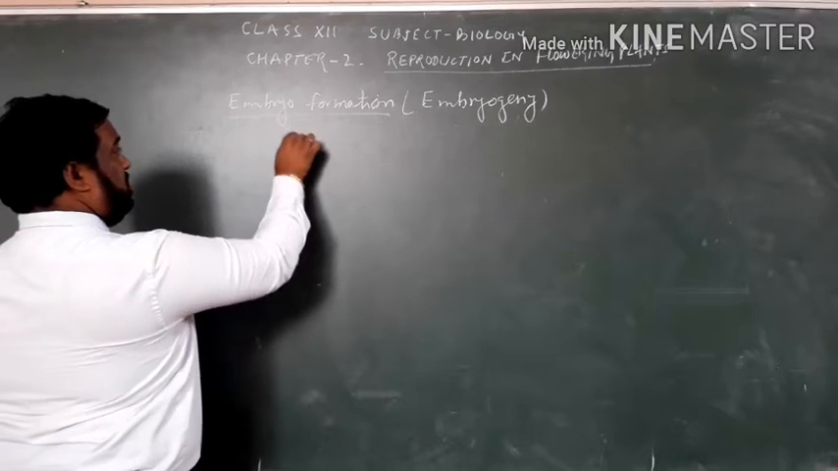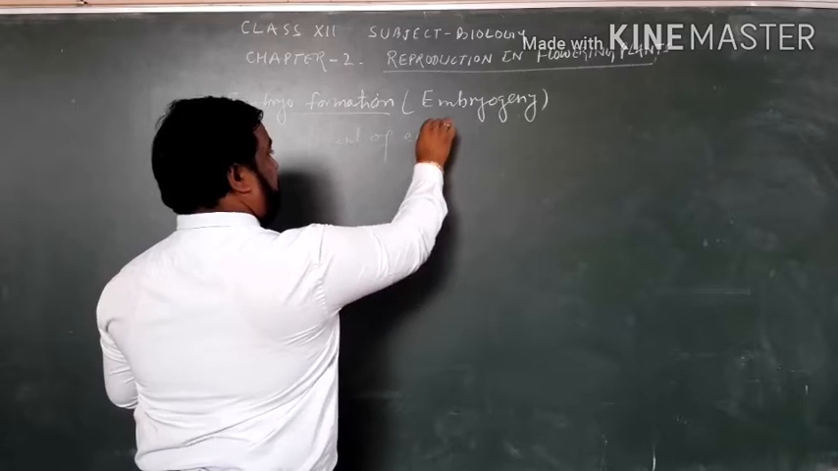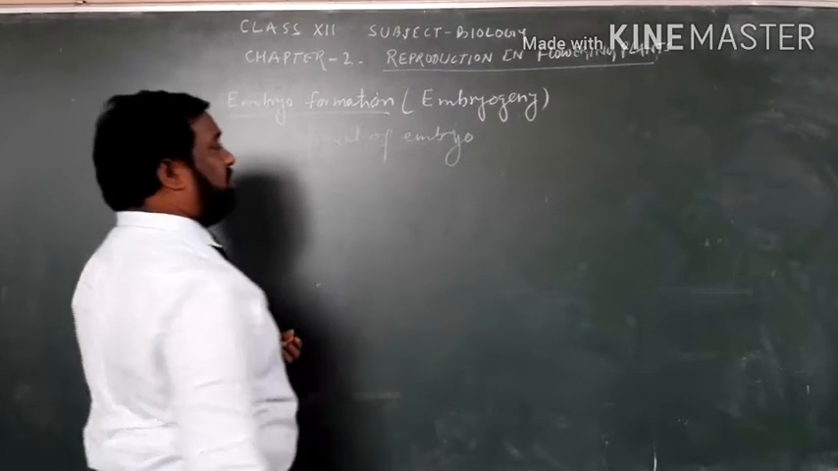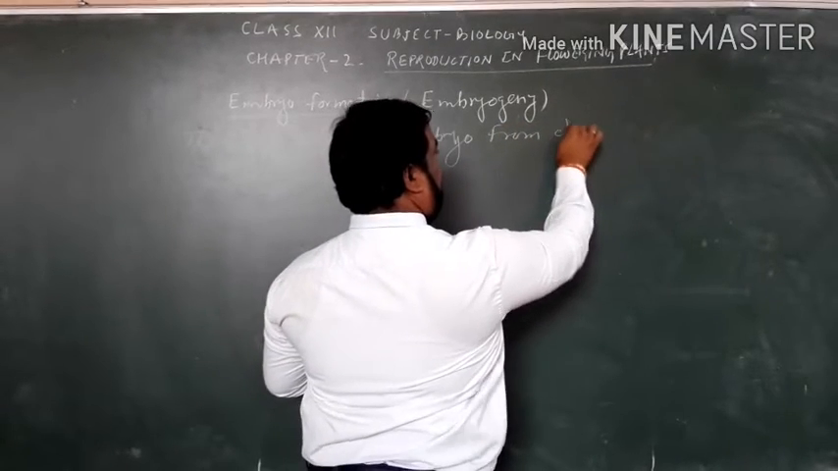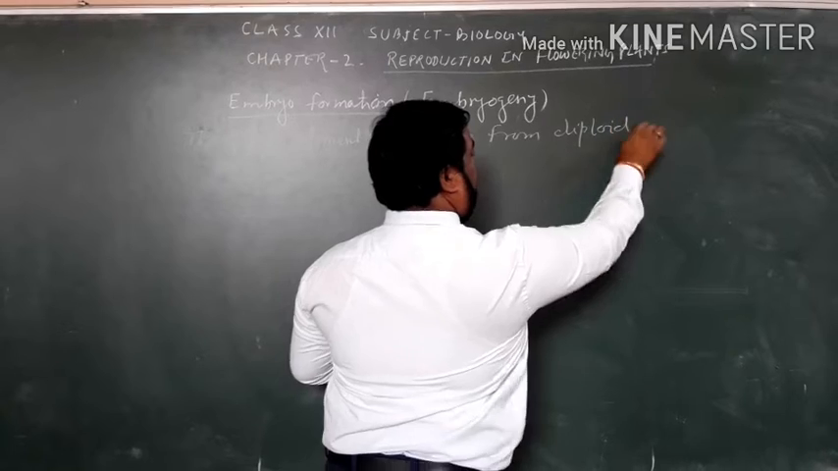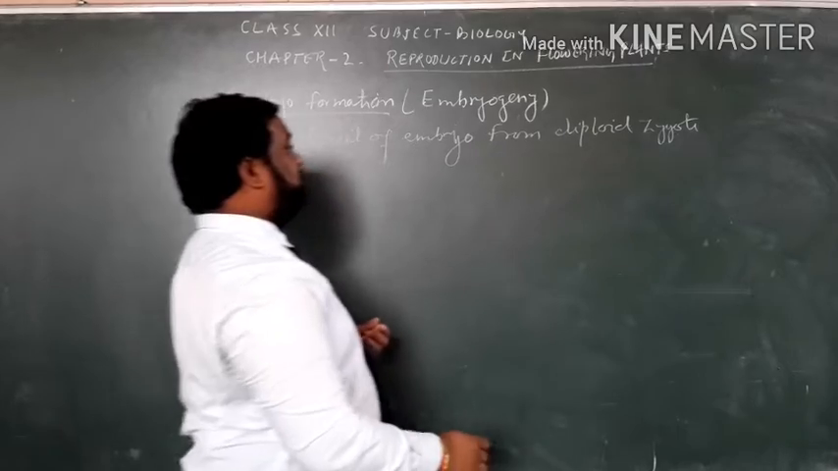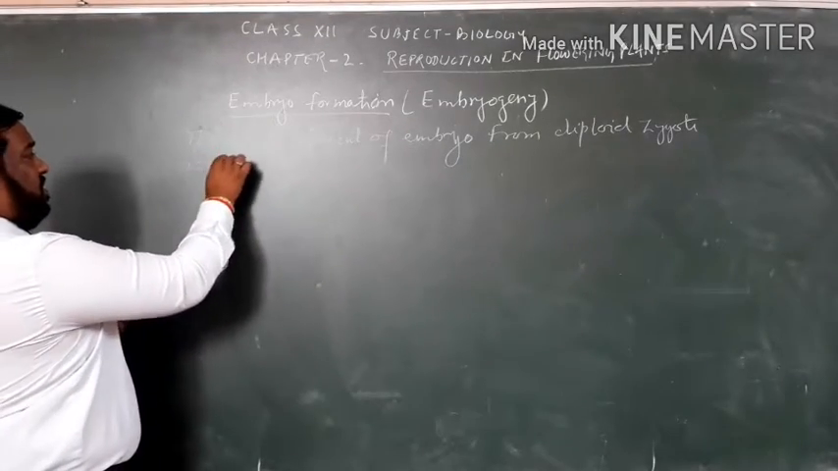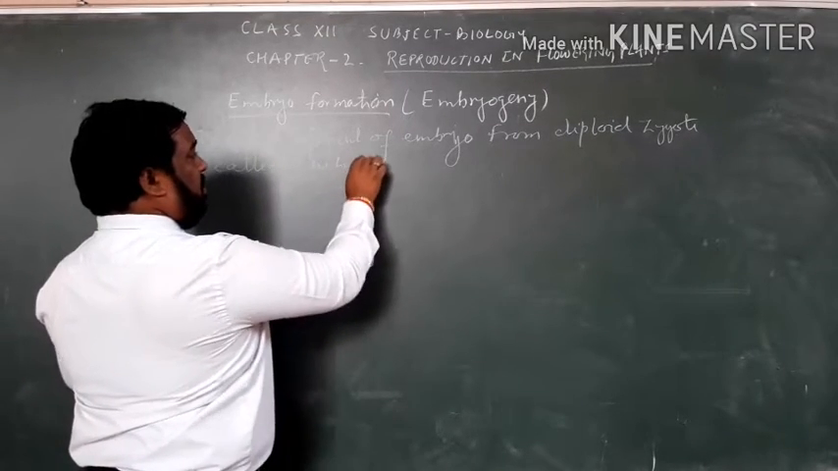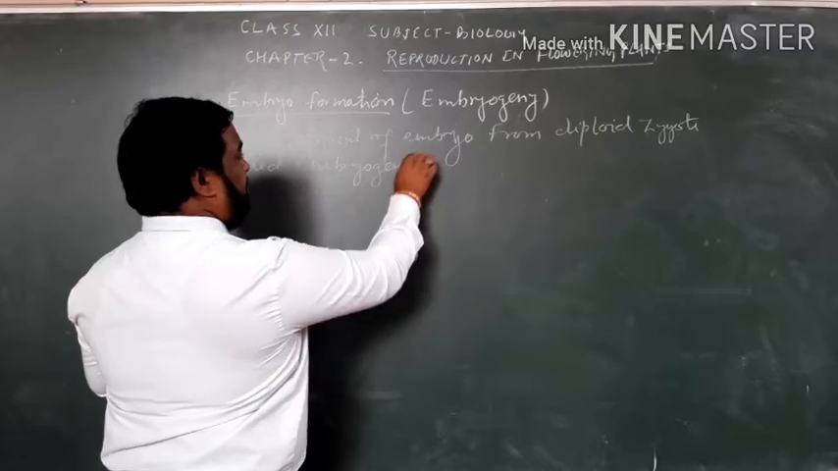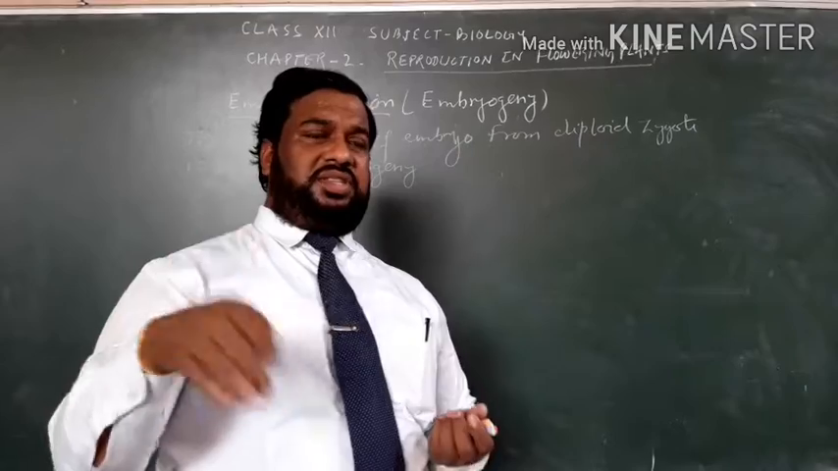The development of embryo from diploid zygote is called embryogeny. So now, students, the question arises: how is the embryo formed?